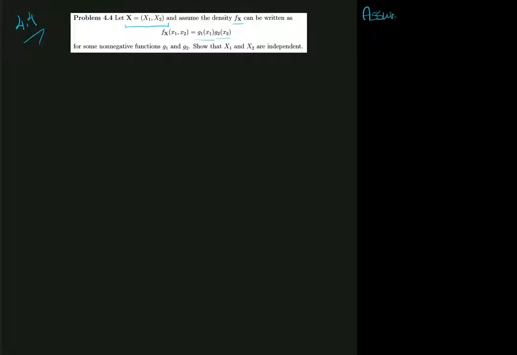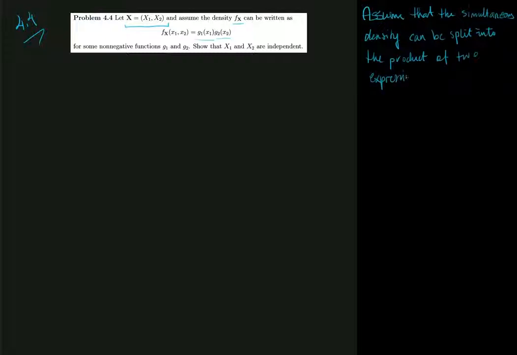So assume that the simultaneous density can be split up into the product of two expressions, where the first only depends on x1, and the second only depends on x2.